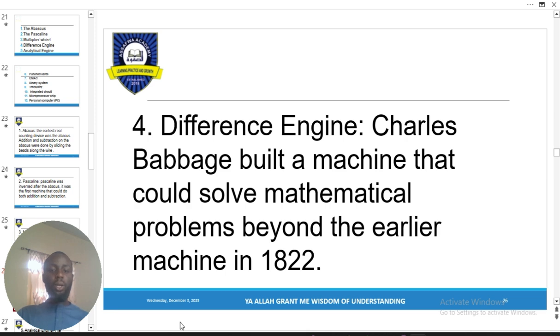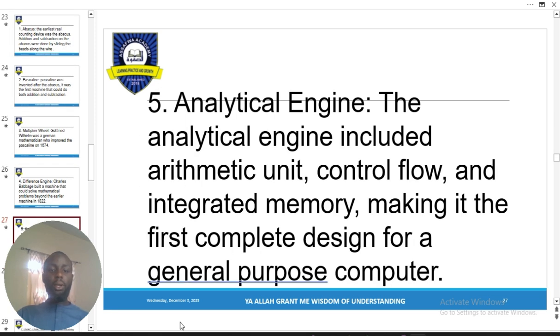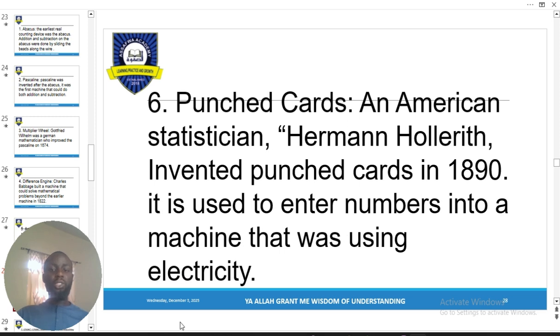Then we have the difference engine. Charles Babbage built a machine that could solve mathematical problems beyond the earlier machine in 1822. Then we have the analytical engine, which included an arithmetic unit, control flow, and integrated memory, making it the first complete design for a general purpose computer. Then we have the punch card. An American statistician named Herman Hollerith invented punch cards in 1890. It is used to enter numbers into the machine that was using electricity.